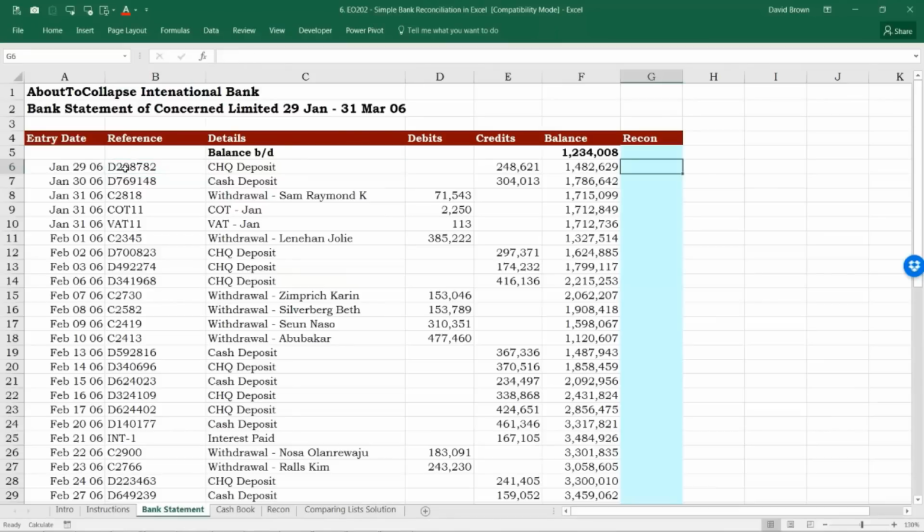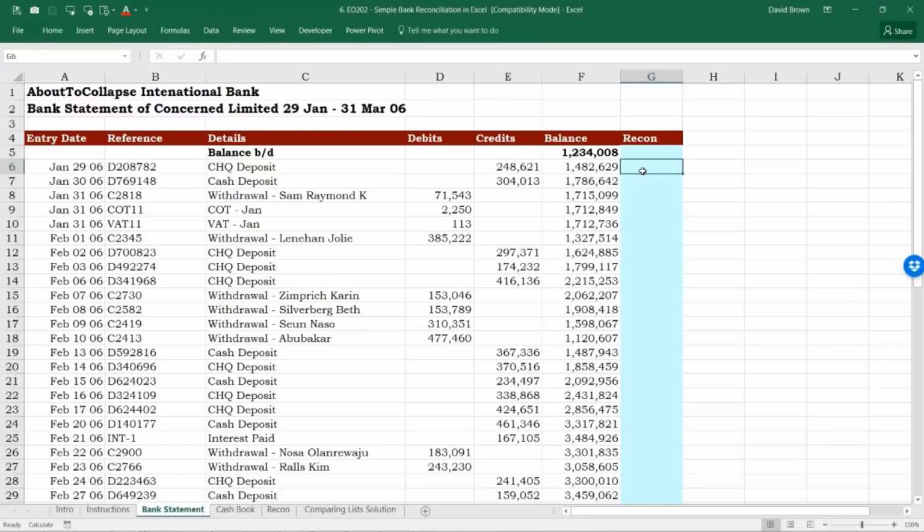The nice thing about Excel is, I always say, write formulas once and replicate. So I'm going to write a formula here, the simplest one I know, just so you understand. We're saying, hey, this reference, do you match a reference in my cash book? And guess what? Excel was created by people that speak English, which is so cool, because most of the functions in Excel are English functions.